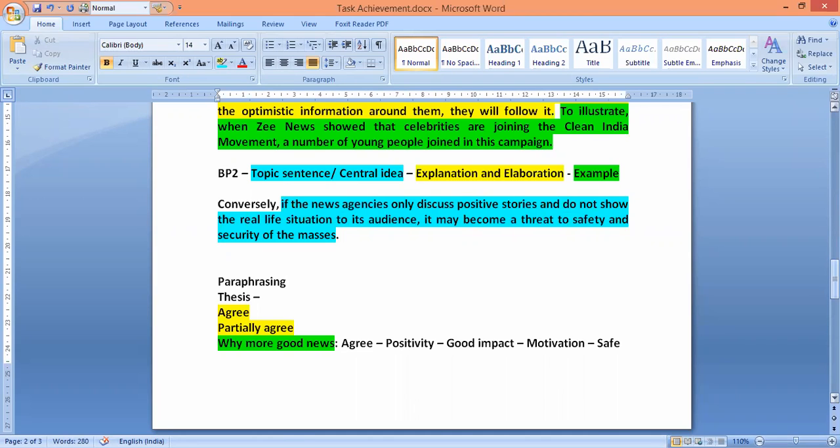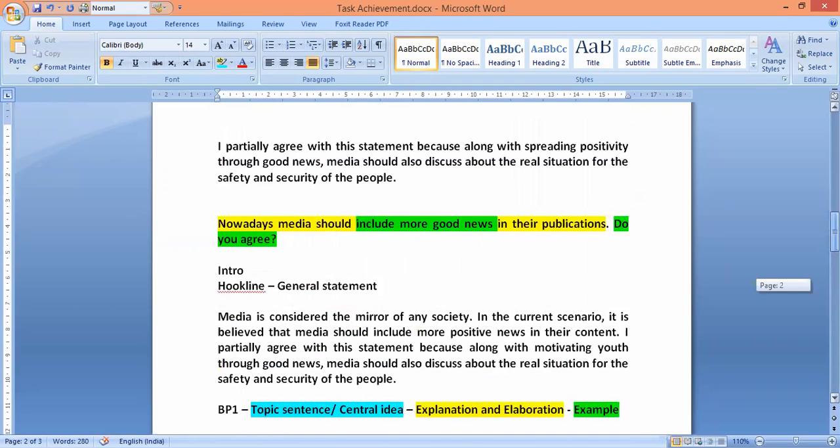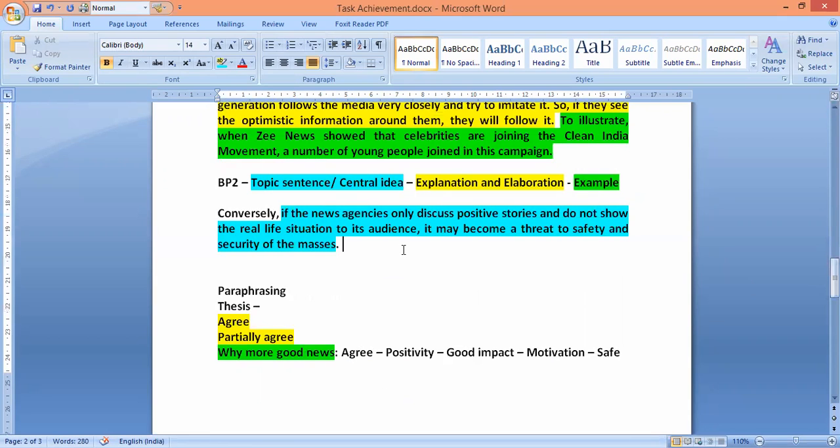So, do you see how clear it is? There is no confusion about the central idea, because I had already discussed the central idea. We have already planned that this will be my safety and security. Now I need to explain how it is a threat to the safety and security.